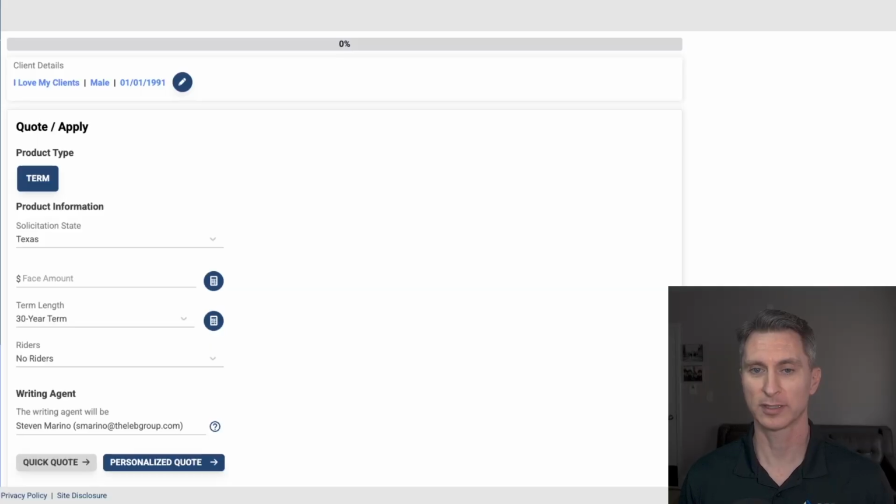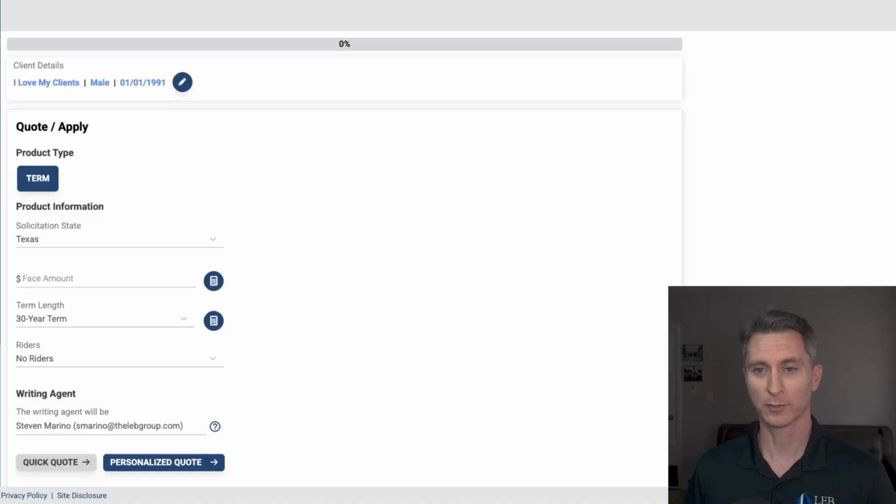Okay, so we're close to seeing what these rates are going to cost. And in this example, we're going to use someone at the age of 35 who's going to be a male. In the next screen, I'm also going to switch over and show you what the rates are going to be for a female at the age of 35 as well. I chose the state of Texas, and we're going to lock in that rate for a 30-year term.